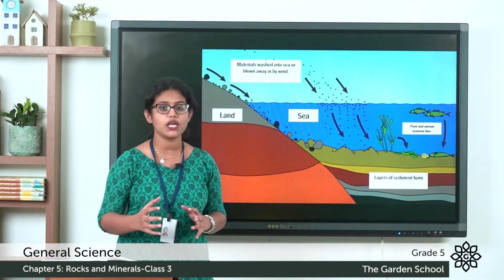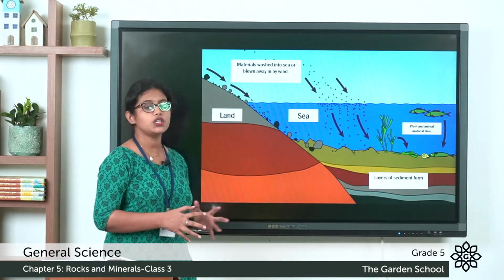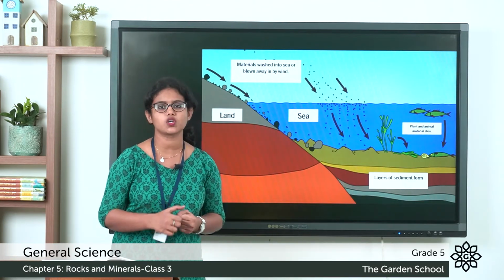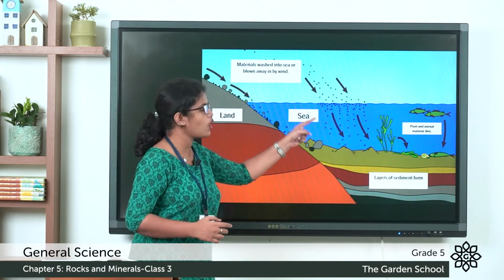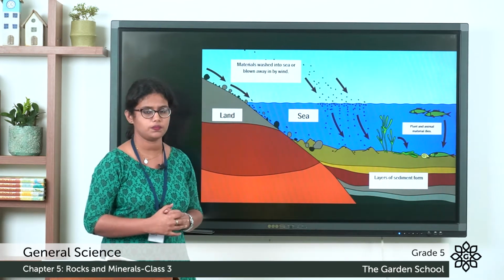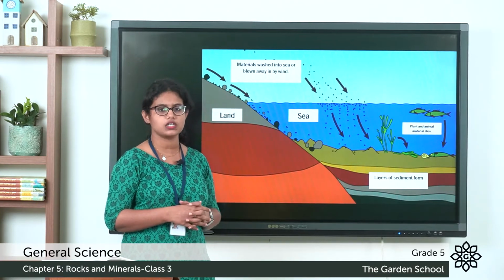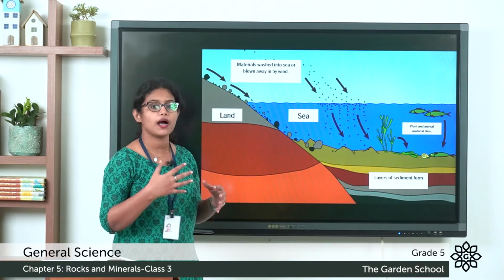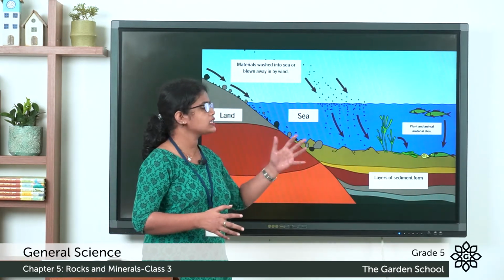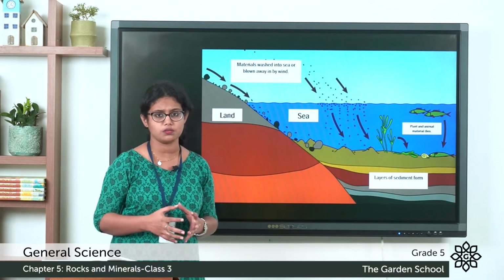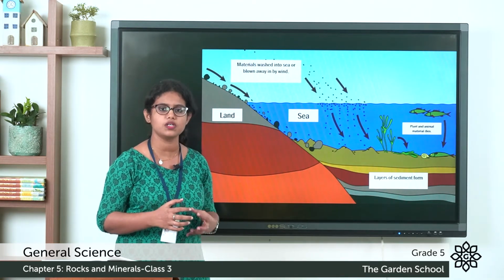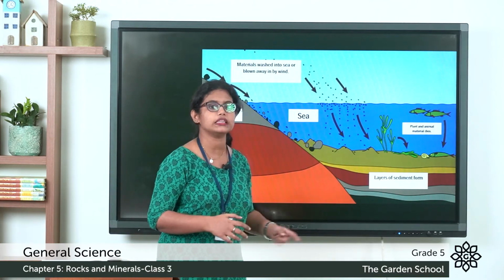So let me explain you with a picture. Here you can see a picture. In this you can see some of the rock particles get blown away by wind and get deposited in the sea. And some of the other rock particles get washed away by rainwater and get deposited in the sea. And there are even many plants and animals. So the dead remains of plants and animals also got deposited in the sea.